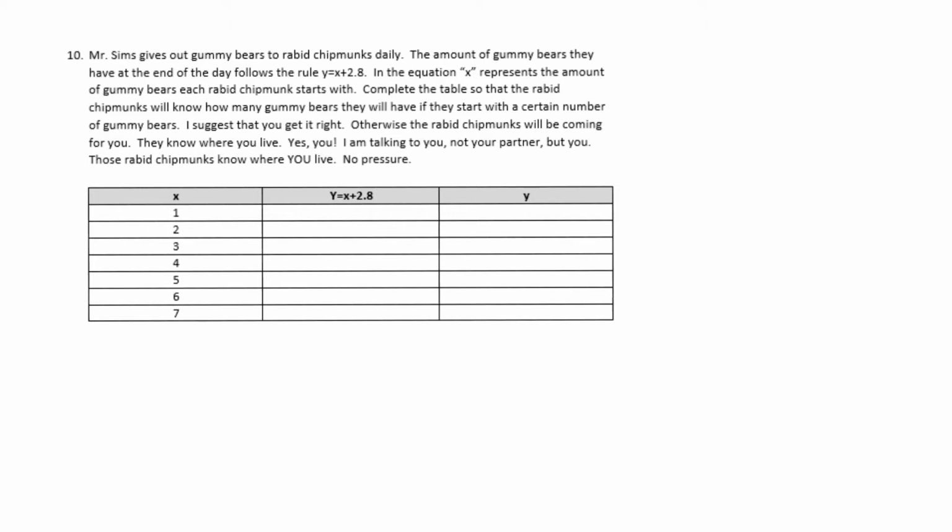Part 1, question number 10. In this question it says, Mr. Sims gives out gummy bears to Rapid Chipmunks daily. The amount of gummy bears they have at the end of the day follows the rule, y is equal to x plus 2.8. In the equation, x represents the amount of gummy bears each rabbit chipmunk starts with. Complete the table so that the rabbit chipmunks will know how many gummy bears they will have if they start with a certain number of gummy bears.